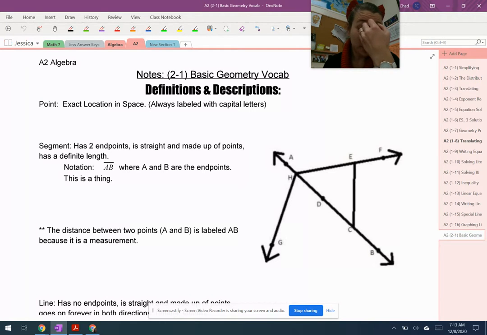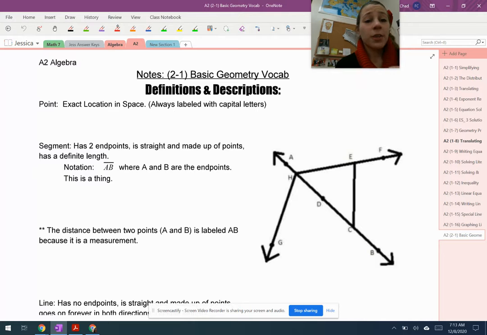So today we're starting our second unit, and we're taking a huge turn here. We've been doing algebra for like ever, and I think we're going to take a turn and do some geometry. So notes for 2-1 talks about basic geometry vocab. The sooner you memorize these things, the better life will be in geometry.